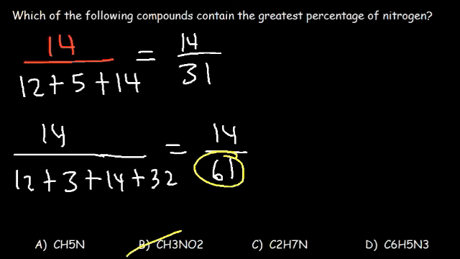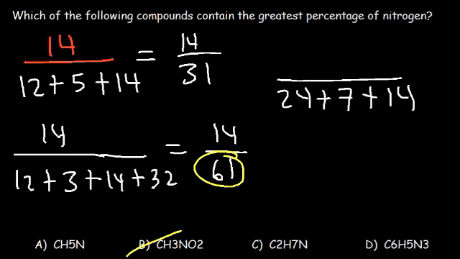Now let's move on to answer choice C. Carbon has a mass of 12, but times 2, that's 24. And we have 7 hydrogens, 1 nitrogen. On top, we only have 1 nitrogen atom. So 24 plus 7 is 31, plus 14, that's 45. So here, 45 is greater than 31. Since we have a larger denominator, that means that 14 over 45 is less than 14 over 31. So C is eliminated. Now let's look at answer choice D.